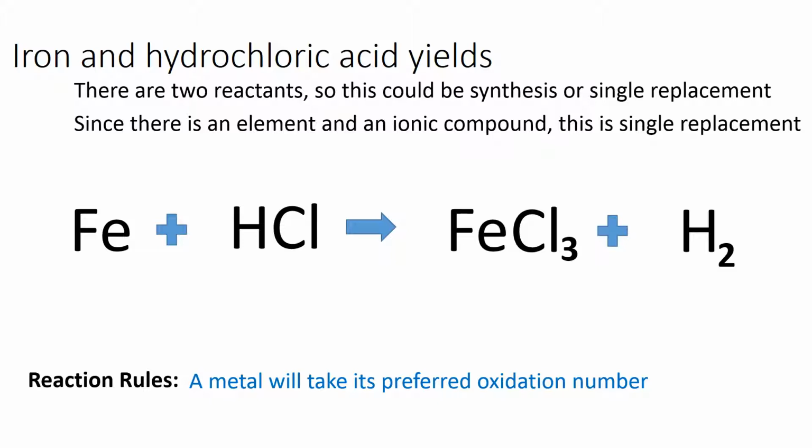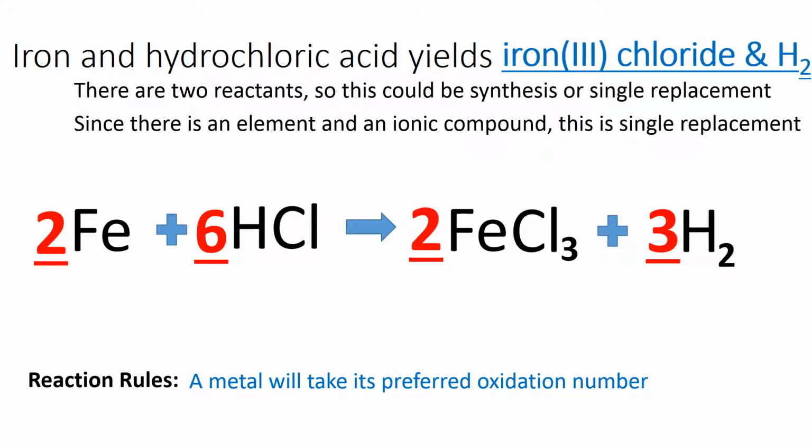The odd number on the right, the iron 3 chloride, is going to cause us a problem. So we multiply that by 2 to turn it into an even number. Now we have 2 irons, so we need a 2 here. 2 times 3 for the chlorines makes 6 chlorines, so we're going to need 6 here. That'll give us 6 hydrogen, but since it comes in pairs, there are only 3 of them. The final answer to this question, iron and hydrochloric acid yields, is that it yields iron 3 chloride and hydrogen gas.